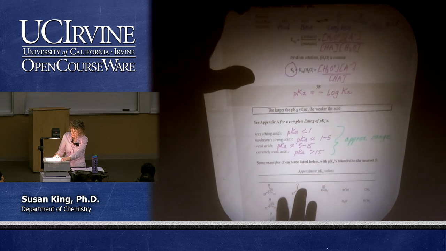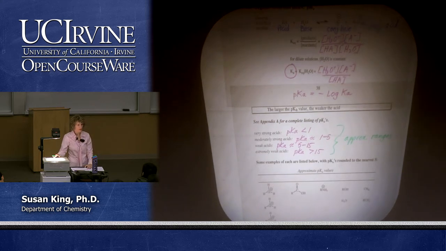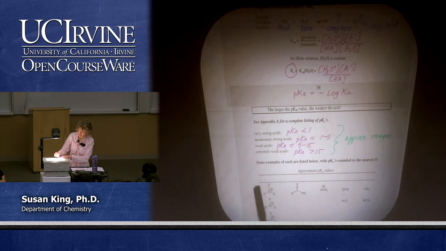Some examples of each are listed below with pKa's rounded to the nearest 5. Certainly that pKa table that I'm going to give you probably has 100 pKa's on it. I do not want you memorizing pKa's. There are a few pKa's that I want you to know rounded to the nearest 5. We're going to add to this chart a little, but when we're done, it will be maybe 8 pKa's rounded to the nearest 5. And those are really going to help you all year if you know those. So here's the few that you need to know right now rounded to the nearest 5.